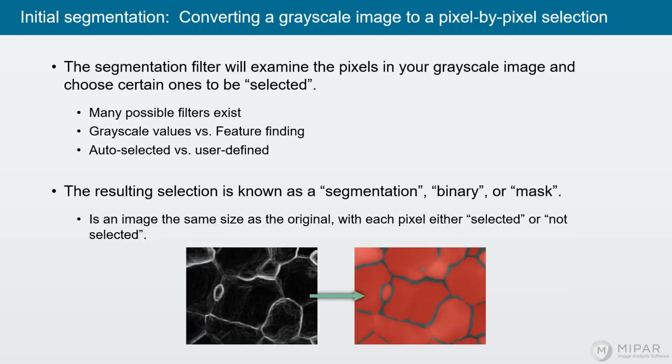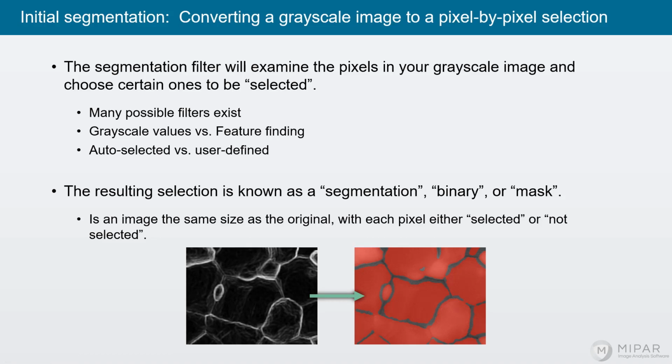Once you have your preprocessed image, you can then produce a binary segmentation of that image. And by binary segmentation, I mean a version where some features, some pixels are selected and other pixels are not. So here we have the red pixels selected and the empty pixels unselected.